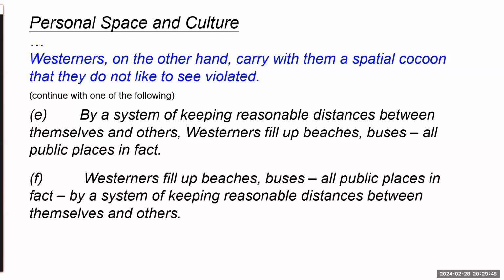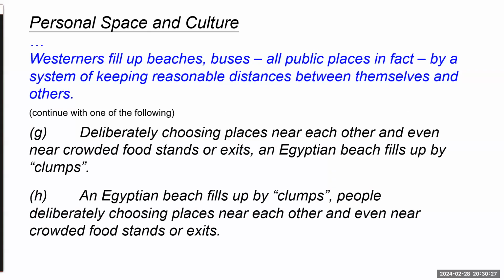E: By a system of keeping reasonable distances between themselves and others, Westerners fill up beaches, buses, all public places, in fact. Or F. Now, again, I remind you, this is from a book. So what I'm giving you is what was in the book, all right? Not what my choice is. This is what's in the book. Which do you think it is, E or F? By now, you should begin to have an idea that it is similar to what was before. In which case, F, Westerners fill up beaches.